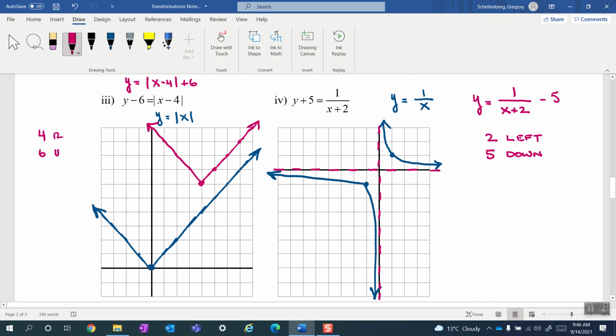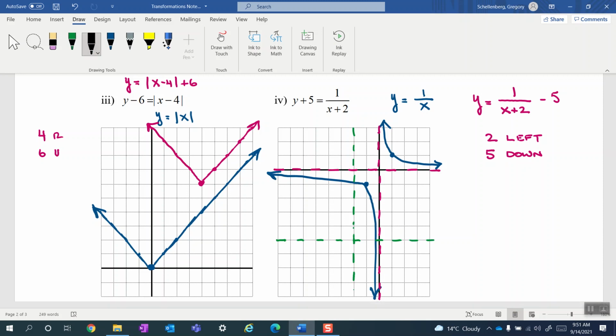Now with this reciprocal function in particular, the easiest way for us to draw the translated version is to shift those asymptotes. So I'm going to take the vertical asymptote and I'm going to shift it 2 units to the left. So I'm just going to go 1, 2 to the left, and I'm going to redraw that vertical asymptote right here. Okay, so the next thing we will do is we're going to shift or translate that horizontal asymptote 5 units down. So I'm going down 1, 2, 3, 4, 5, and we'll draw that in again.